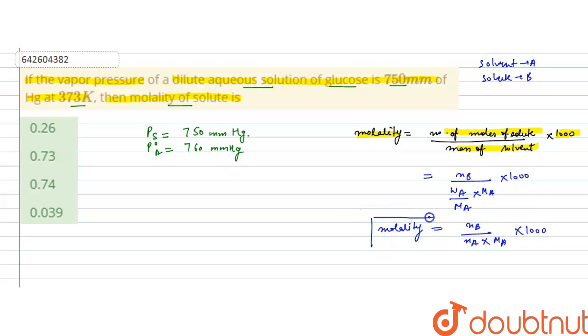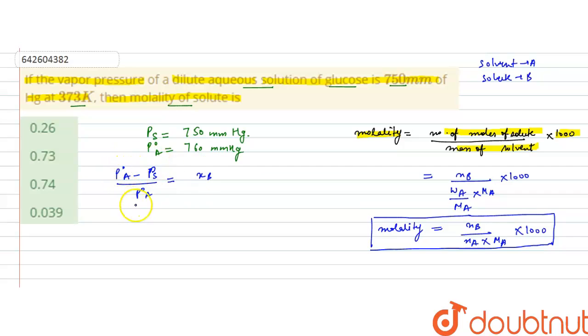Now we want the number of moles of solute and number of moles of solvent. So we can calculate this by first using the relative lowering in vapor pressure. That will be P naught A minus PS divided by P naught A, which is equal to the mole fraction of the solute, that is XB. This is the relative lowering in vapor pressure.